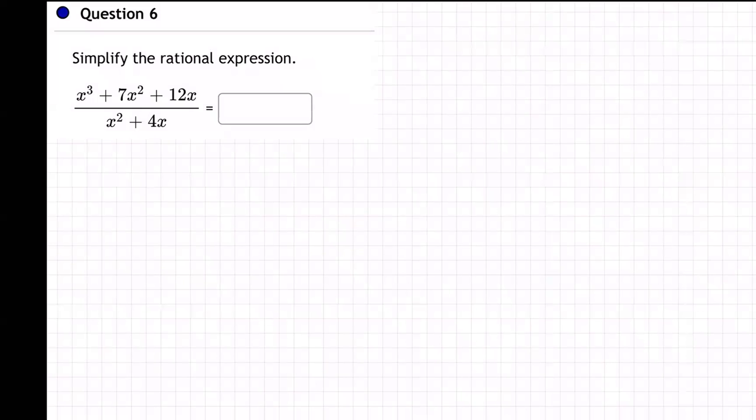Okay, on this problem, you might wonder, can we just come in and start canceling things? Can I just go x squared goes into this, leaves x to the 1, and x cancels x, and 4 goes into 12 3 times? No, that's all illegal because you cannot cancel added, subtracted items. It's illegal.